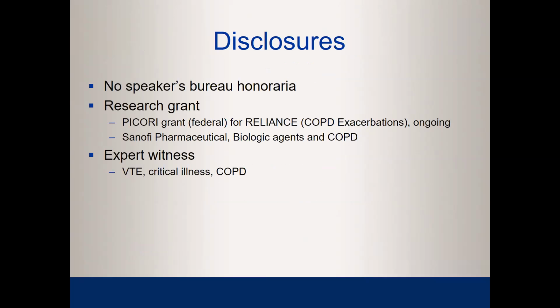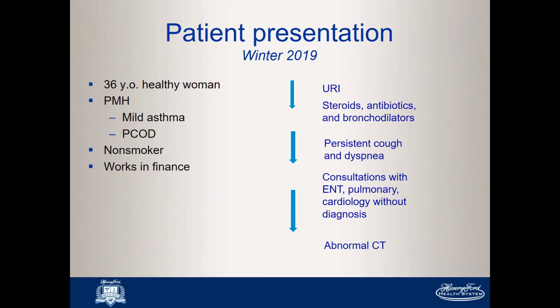So this was a 36-year-old healthy woman. And she had a history of mild asthma and polycystic ovary disease. She's a non-smoker. She has a financial job. Well, in 2019, pre-COVID, she had a URI. She was treated with steroids and antibiotics and bronchodilators. She didn't really get well. She had a persistent cough and shortness of breath.